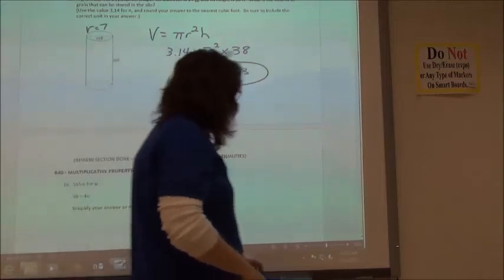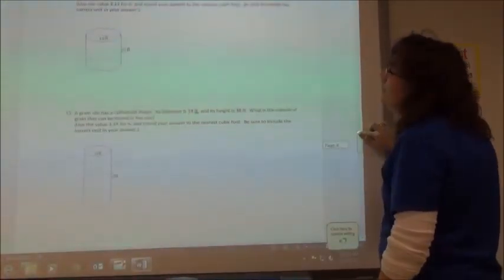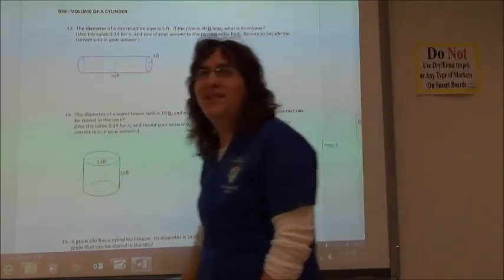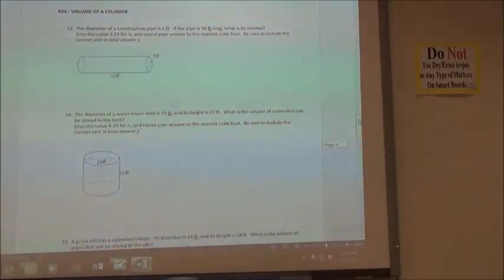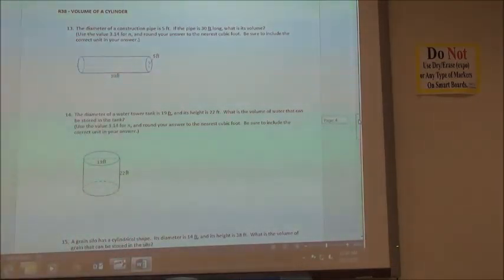Did I skip one of those? Or did I only have 2 on here? No, you skipped the very top one. I skipped the very top one. Yeah, I better go back and do number 13 then, huh? It's going to yell at me. Hard to keep track when you move the board sometimes.